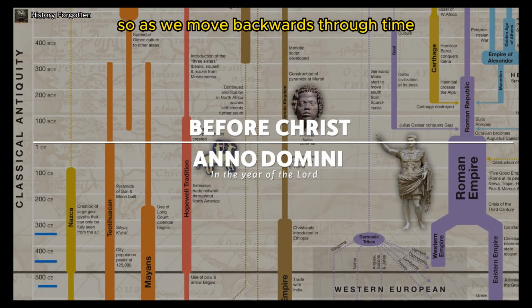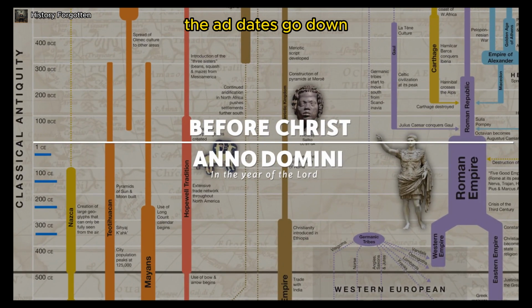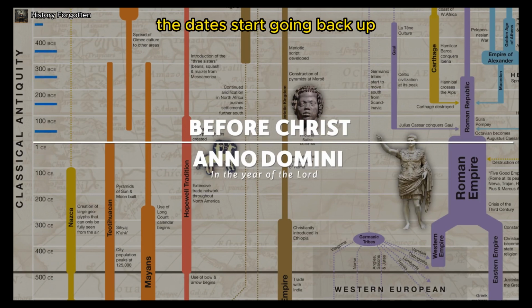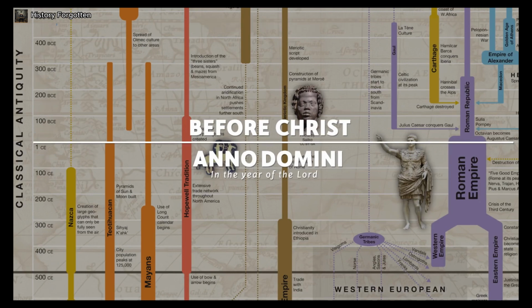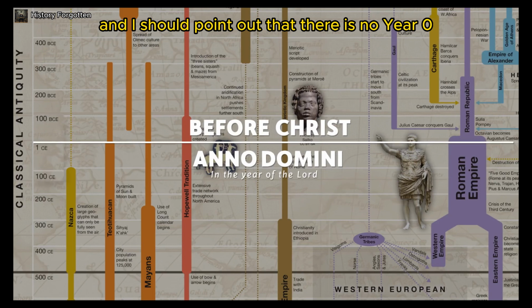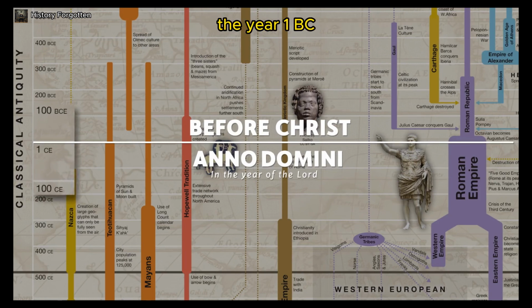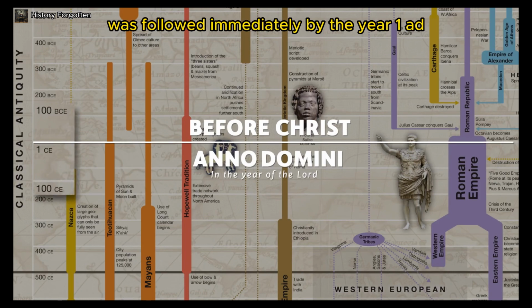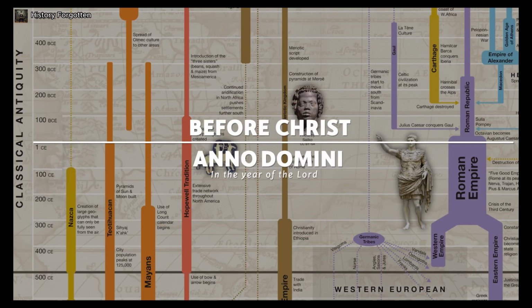So as we move backwards through time, the AD dates go down, but then once we get to BC, the dates start going back up. And I should point out that there is no year 0. So basically the year 1 BC was followed immediately by the year 1 AD.